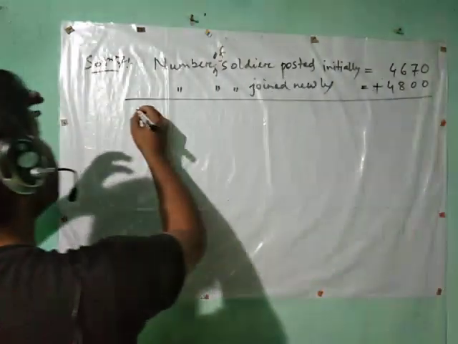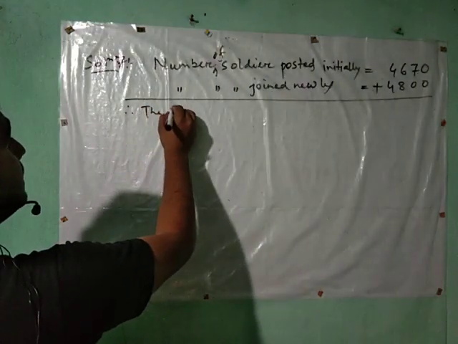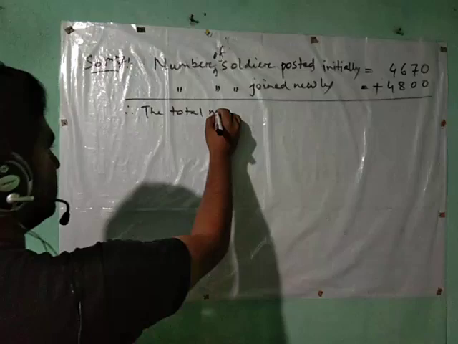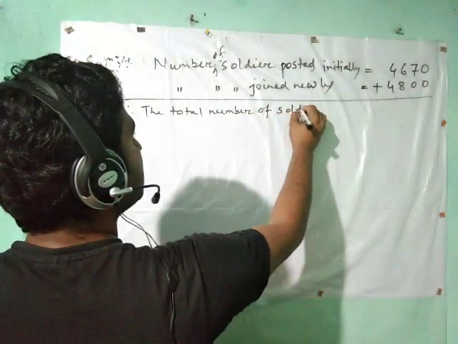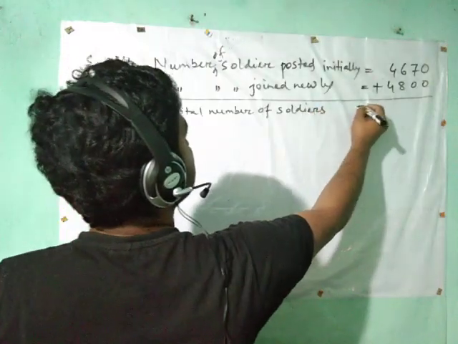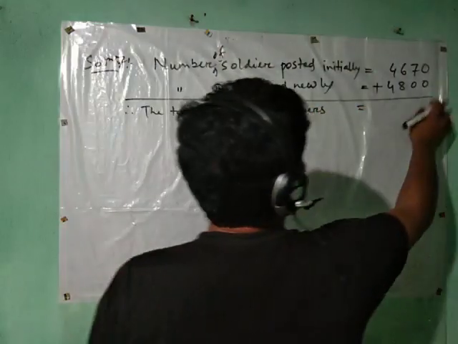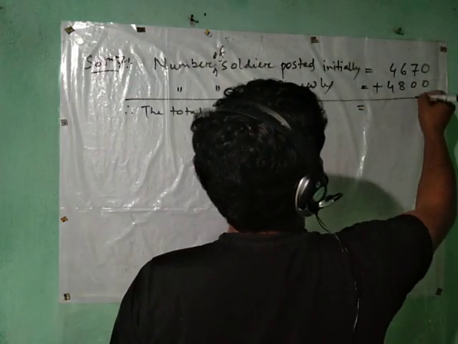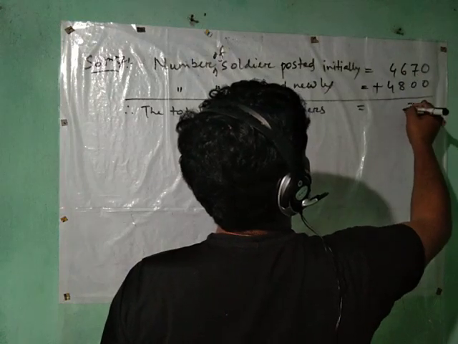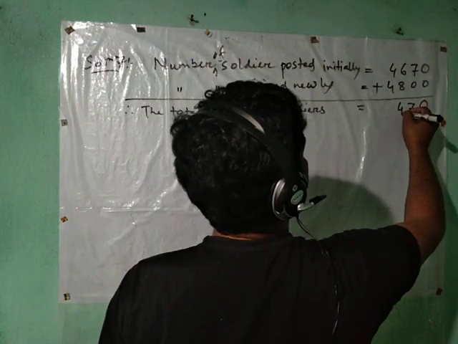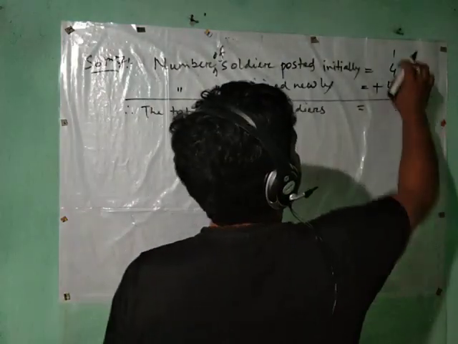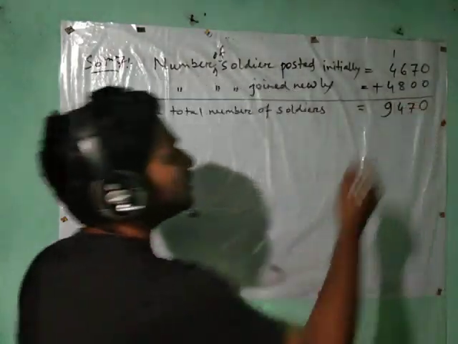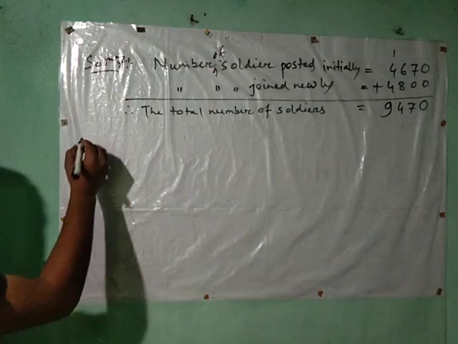If I add them, I will get, therefore, the total number of soldiers. How will I get it? Add them. 0 plus 0, we will get 0. 7 plus 0, you will get 7. 6 plus 8, you will get 14. 14, or 4, 1 will be here. 4 plus 4, you will get 8 plus 1, 9. So this will be the answer for question number 7.